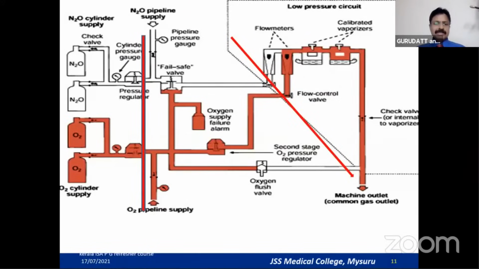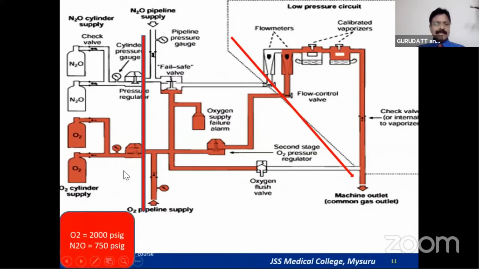So what is the pressure inside the high pressure, intermediate pressure, and low pressure systems? In the high pressure system, you all know that it is mainly the cylinder pressures. What we usually have is nitrous oxide and oxygen. Oxygen pressure is roughly about 2000 pounds per square inch gauge, and for nitrous oxide, the vapor pressure at 20 degrees centigrade is 750 psig. So this is the pressure in the high pressure system.